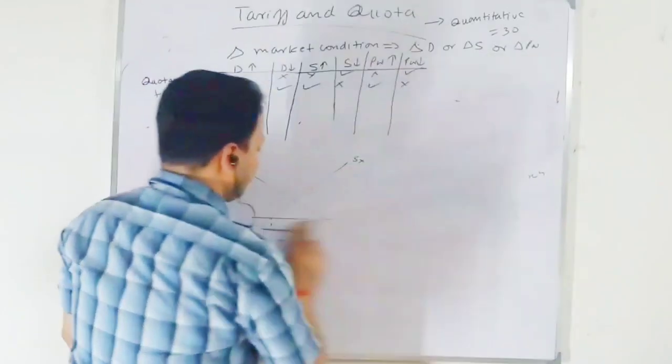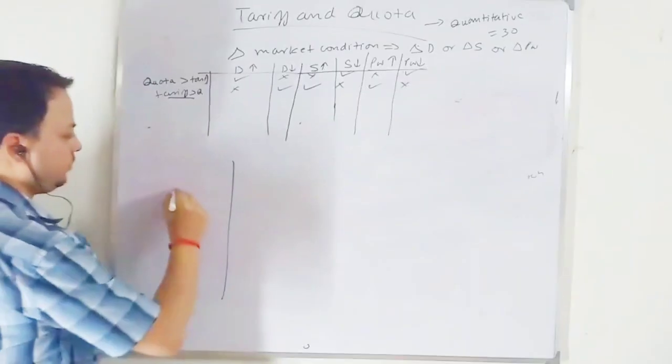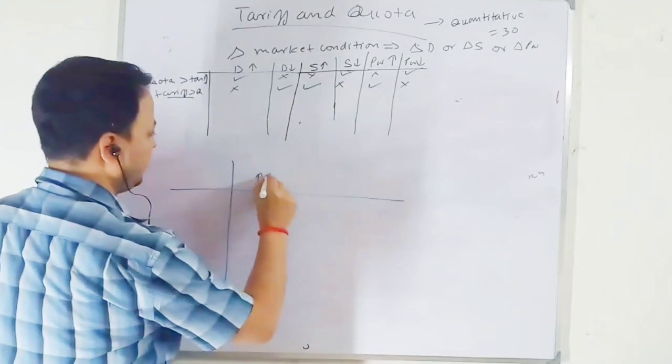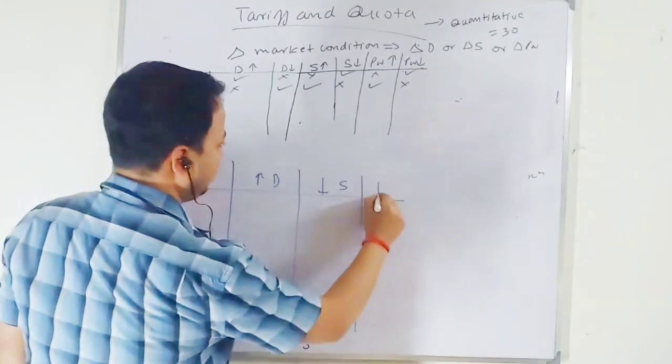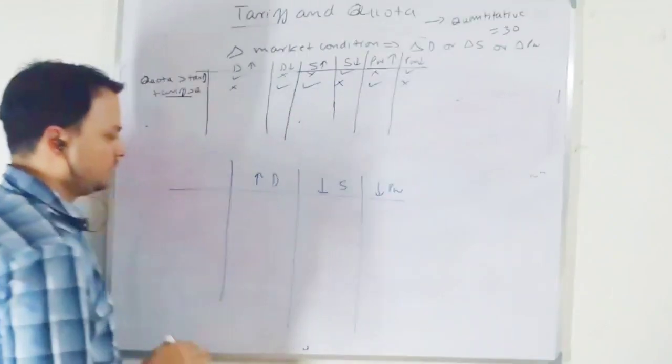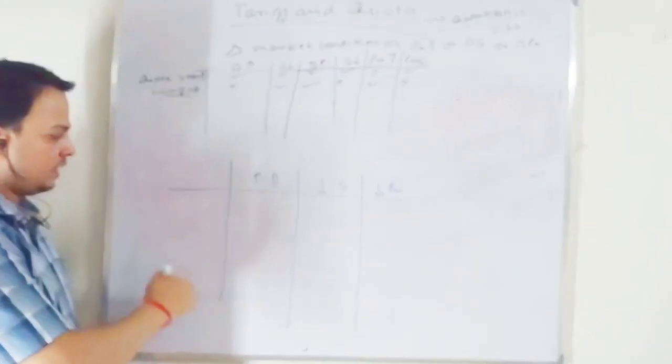look at this thing in a simple way. Just give one argument, then it will be okay. Increase in demand, decrease in supply, or decrease in world price. So you have to write the answer based on this chart, this box that I am giving.